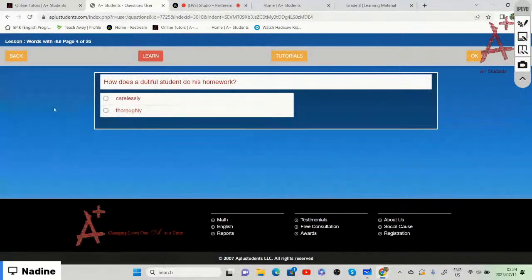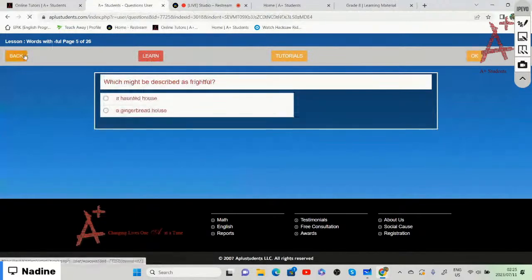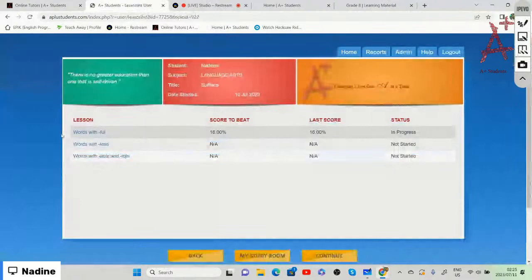How does a dutiful student do his homework? Is it carelessly or thoroughly? Carelessly, without care, or they go over the activities or homework or tasks again. All right, so thoroughly, right? So that is how a dutiful student does his or her homework. All right, so that is the lesson on words with full.